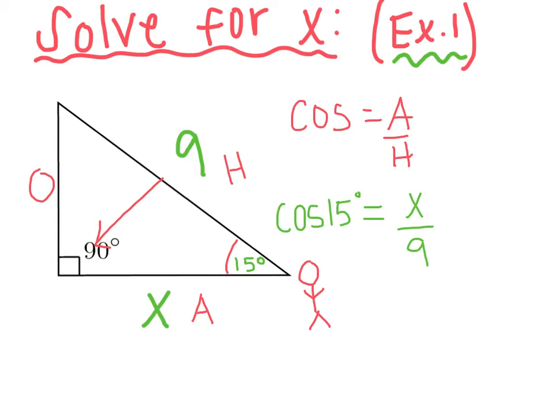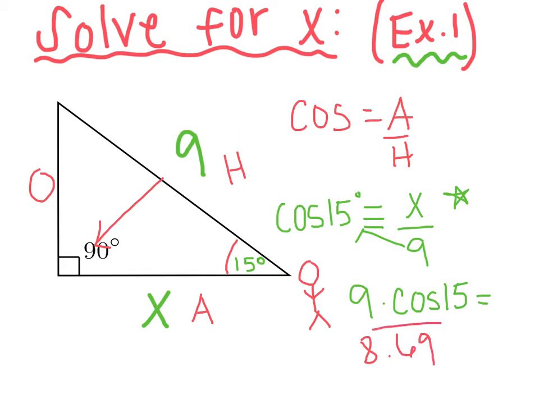Well, to solve for x, we will need to either divide or multiply. The trick is if x is up top, then you're going to multiply. You're going to be multiplying 9 times cosine 15 degrees. Then we type it into our calculator. When you type in 9 cosine 15, you are going to get 8.69. So 8.69 is our final answer, and it represents x, which is the adjacent side.